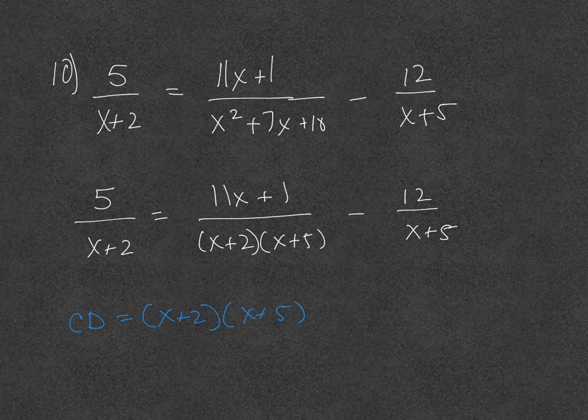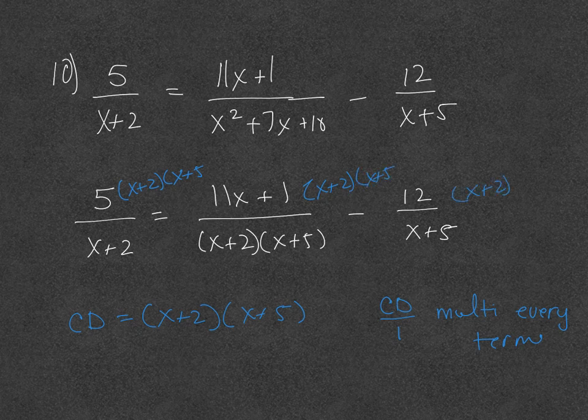Now, because we have an equal sign, we multiply the common denominator over 1. Multiply every term by that. So this I multiply times x plus 2, x plus 5, x plus 2, x plus 5, x plus 2, and x plus 5, with the sole idea of canceling out all of the denominators.